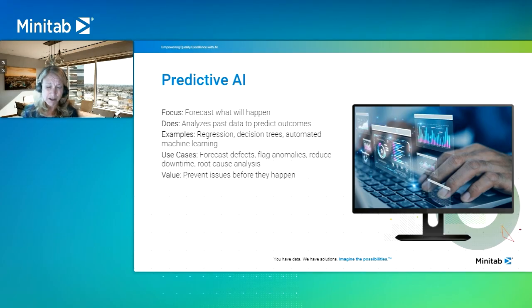So when we talk about predictive AI here at Minitab, we're really focused on things like decision trees, regression, automated machine learning. And we're going to use it to find defects, flag anomalies, and like I said, root cause analysis is one of the big use cases of predictive AI. We want to prevent issues before they happen.